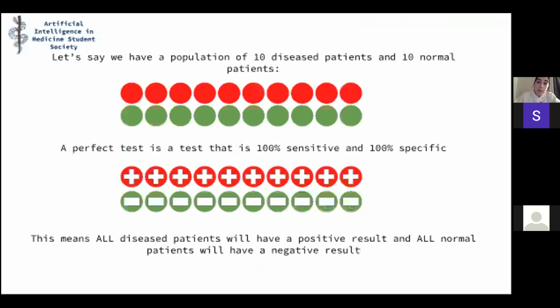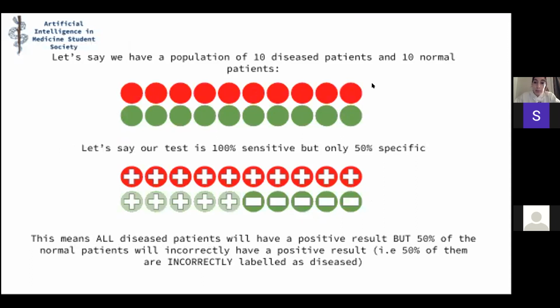So when we talk about sensitivity and specificity, it should always be together. So let's say we have a population of normal and diseased patients. And for the sake of this, let's say they're equal. So let's say we have 10 diseased in red and 10 normal in green. A perfect test is a test that's 100% sensitive and 100% specific. This means that all diseased patients will have a positive result, and all normal patients will have a negative result. No one is falsely labeled here.